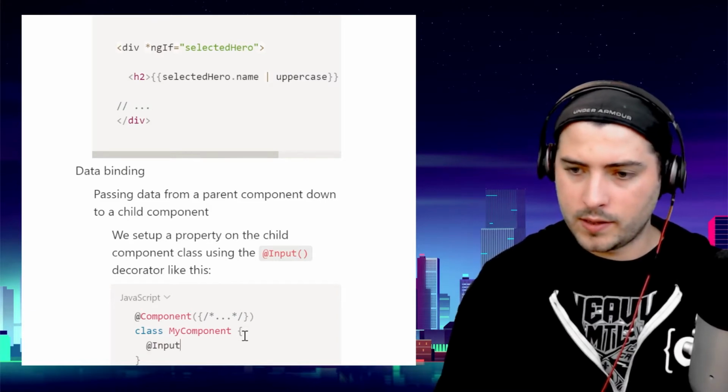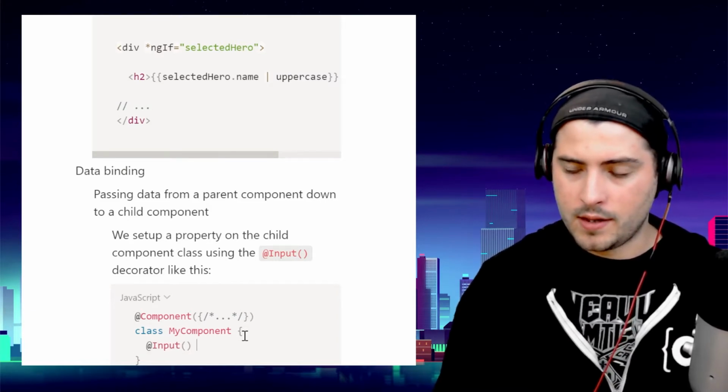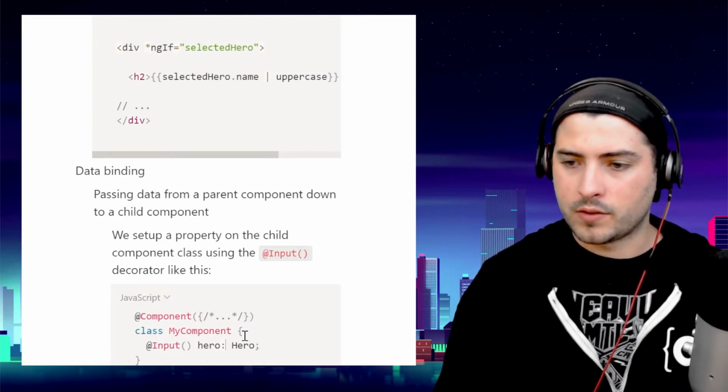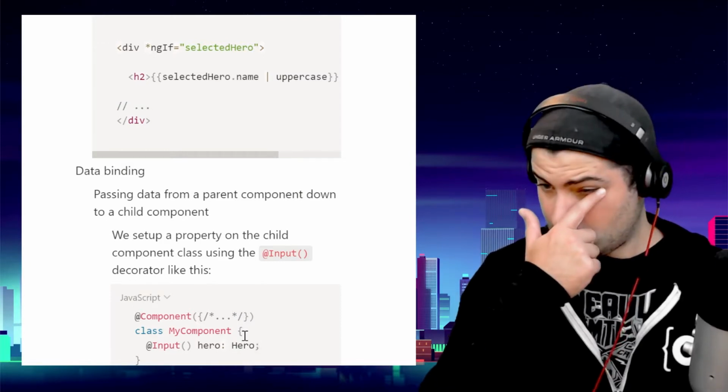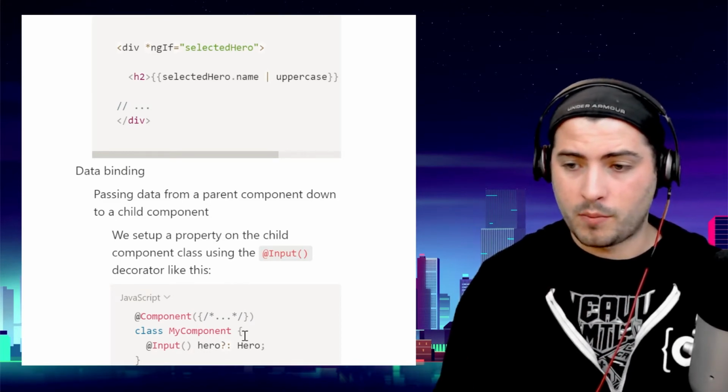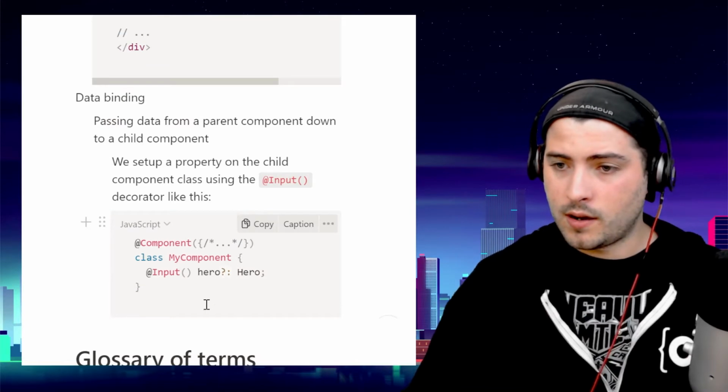You would do input like this, right? And then the name of whatever the thing is. So in our case, it was hero. And you could say what the type is. And if it's undefined, or I guess if it's an optional property, you would do that in TypeScript. That's basically how you do it.